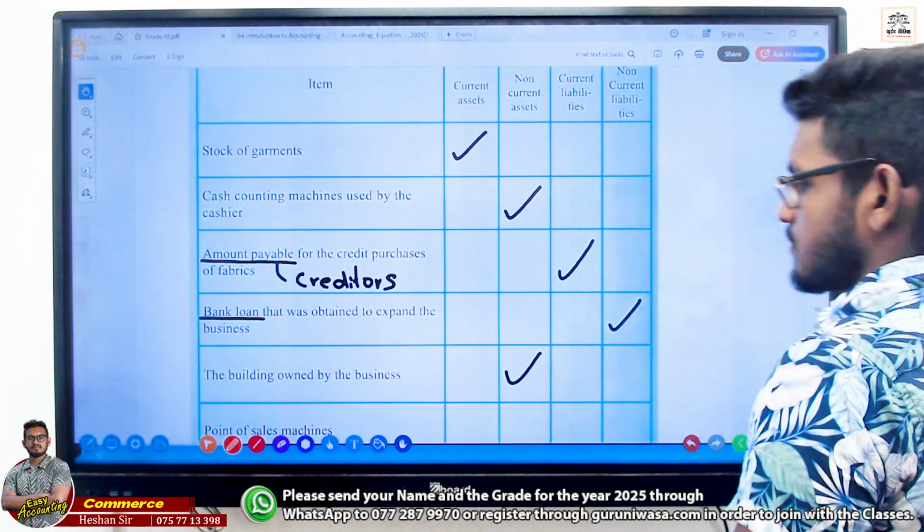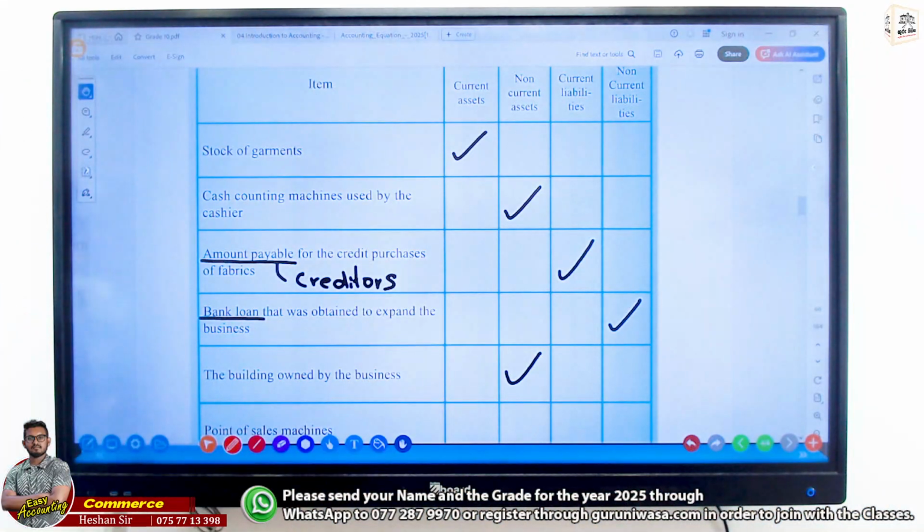Next one. Point of sales machine. What is the point of sale machine?